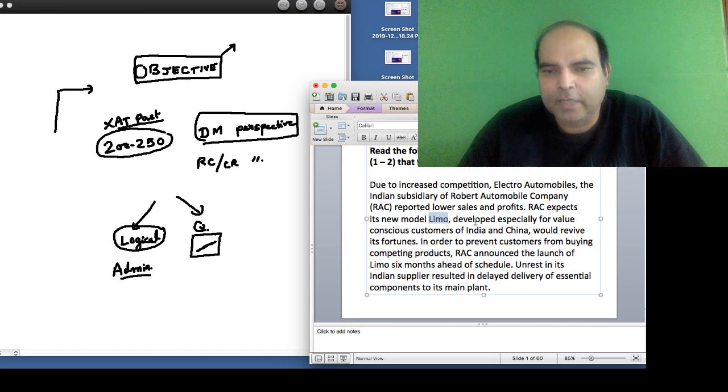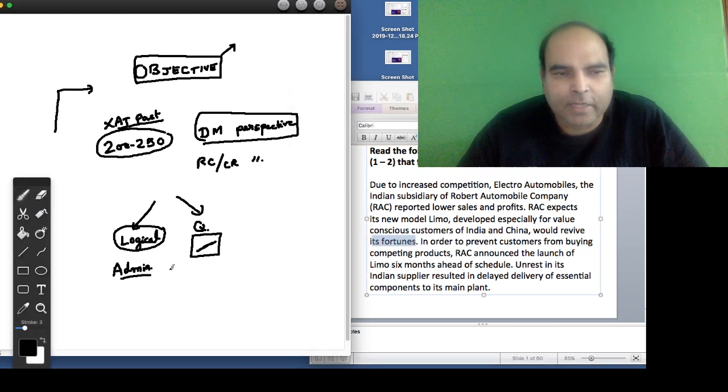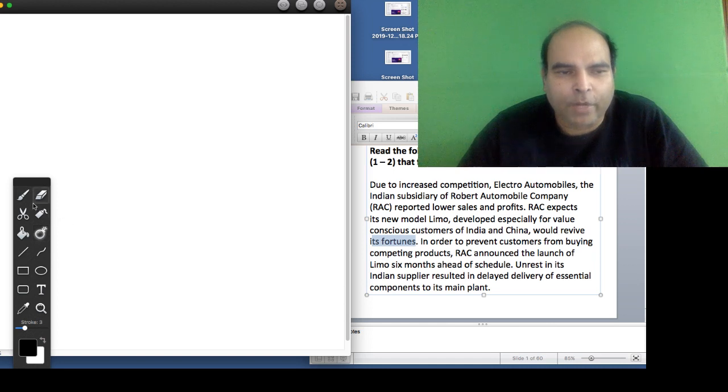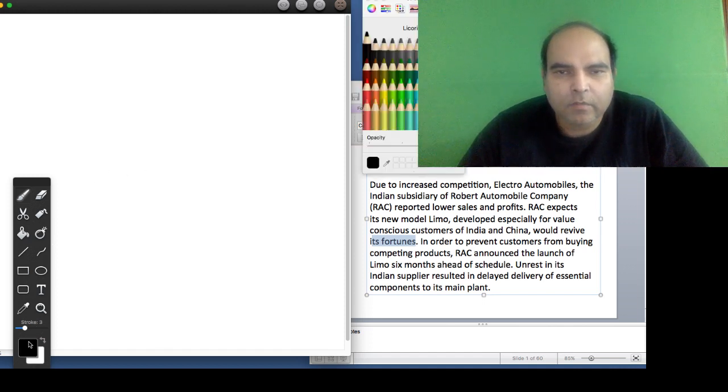RSC expects its new model Limo, developed especially for value conscious customers of India and China, would revive its fortunes. So part of the problem in this case, as you start noting down stuff in your mind, obviously you'll not do this physical way of noting, but part of the problem here is that RSC's fortunes are in need of revival. So its fortunes are sagging.